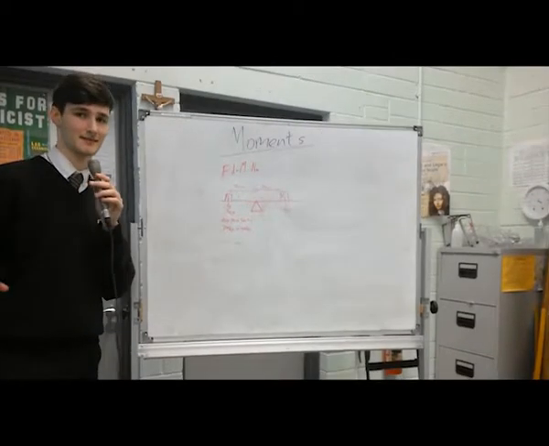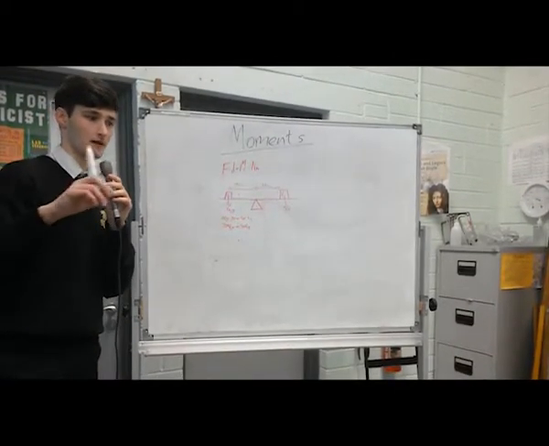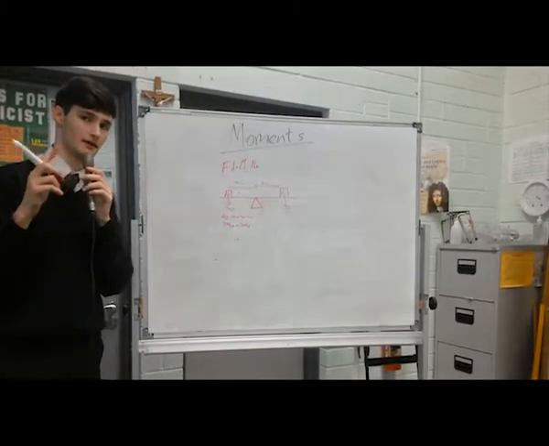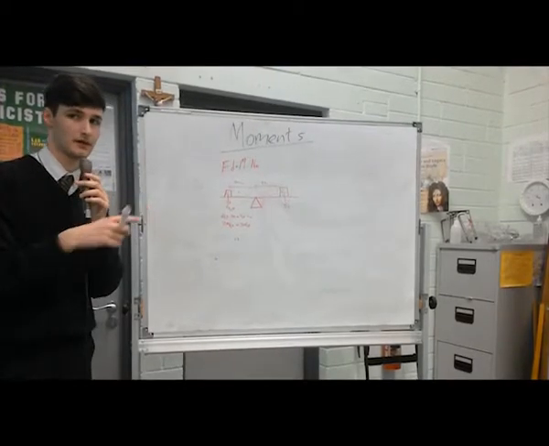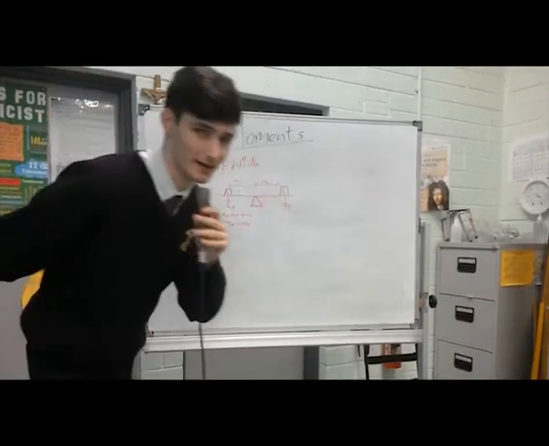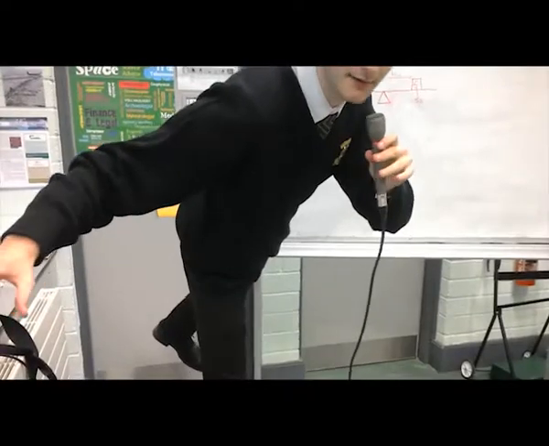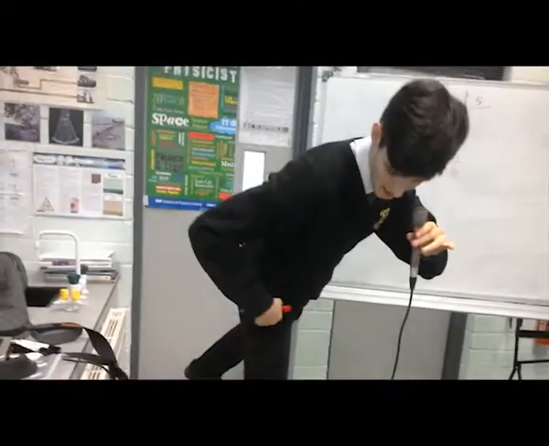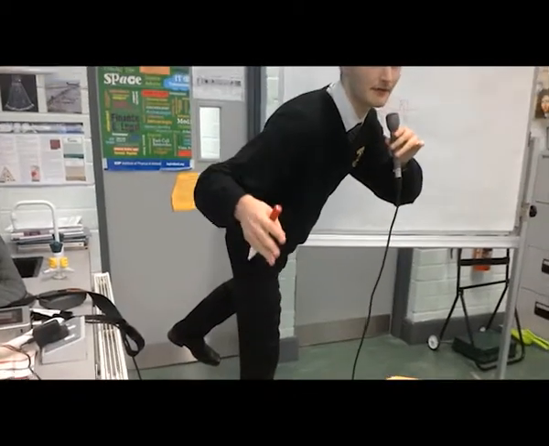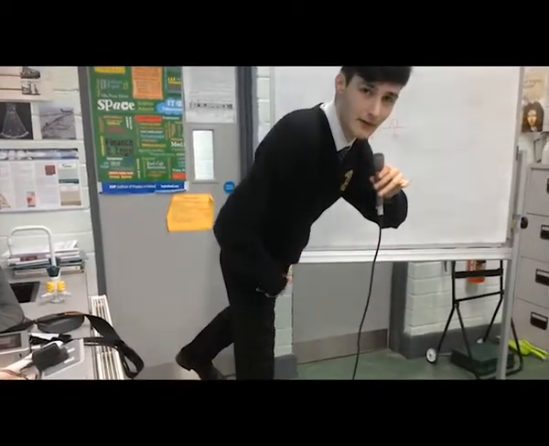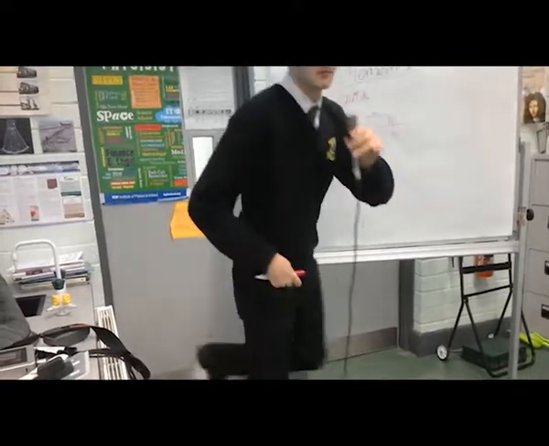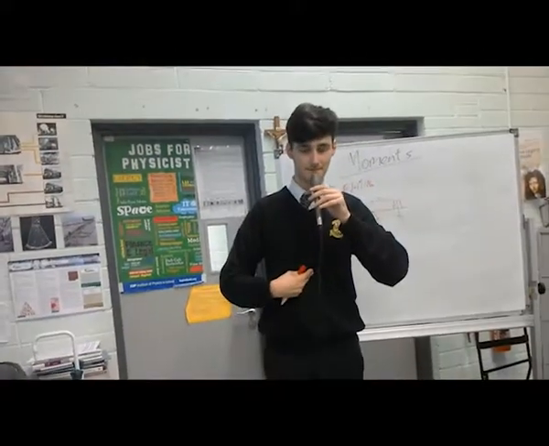So balance is essentially when all the moments on an object are equal, like we've just seen here. So for example, if I'm standing on one leg like this, all the forces acting on me are equal, and therefore I'm able to stand straight. But then we have to talk about center of gravity.